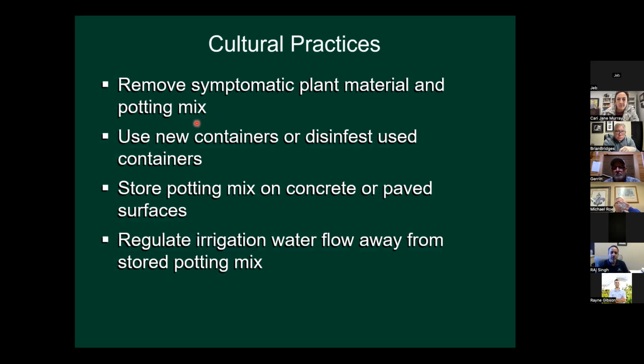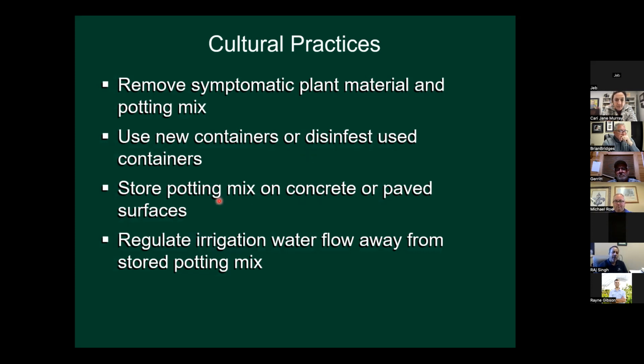If you can't use new containers and have to use older containers, make sure you disinfect them. Make sure you properly wash them so there is no plant debris or soil debris in the pot. You can use different kinds of disinfectant: quaternary ammonia, xylitol, bleach, or other disinfectants like Pine-Sol. If you have the capacity to do steam disinfestation, that's the best thing to do.